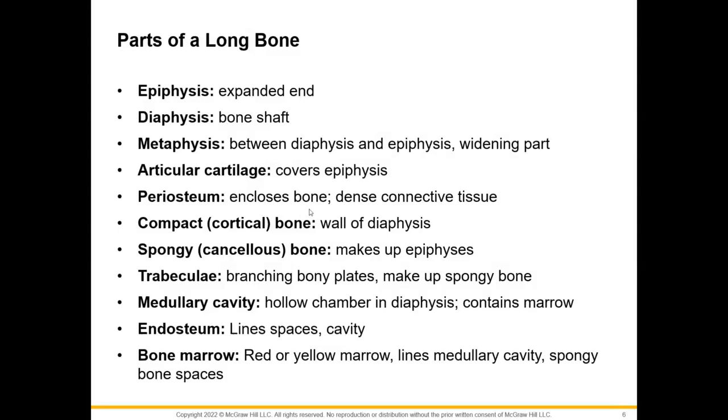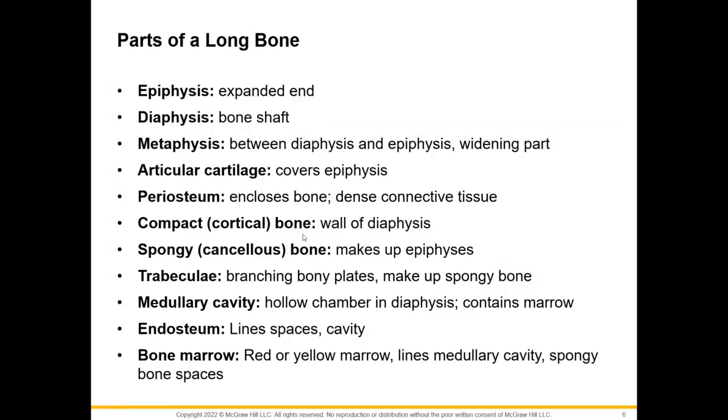Periosteum, this encloses the bone. It's the dense connective tissue, actually, that covers the bone. Then we get right into the bone tissue, the compact or cortical bone. That's the wall of the diaphysis. Remember, the diaphysis, again, is the long part of the bone. Then we have spongy cancellous bone that makes up the epiphyses, the ends of the bone, the expanded parts.